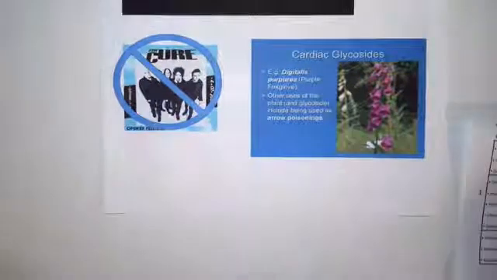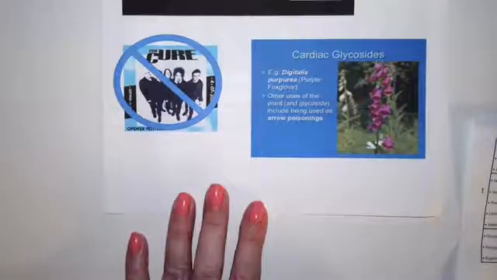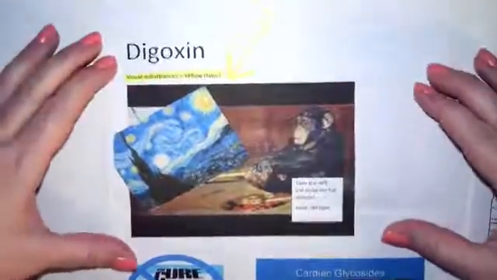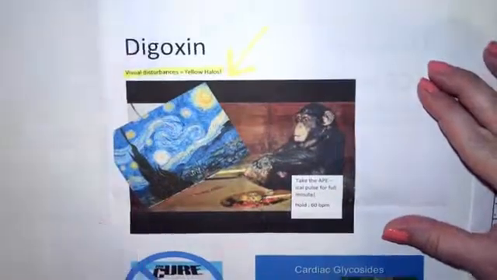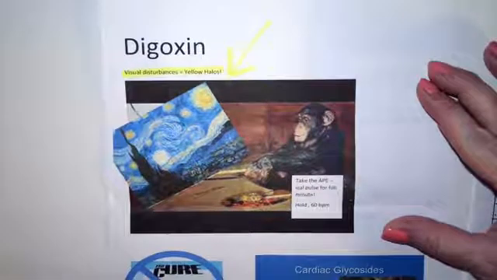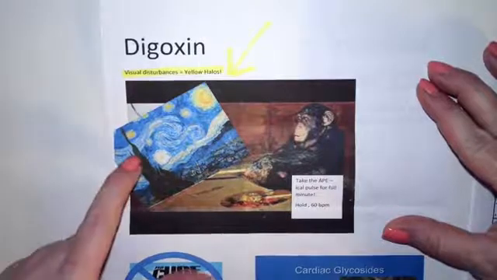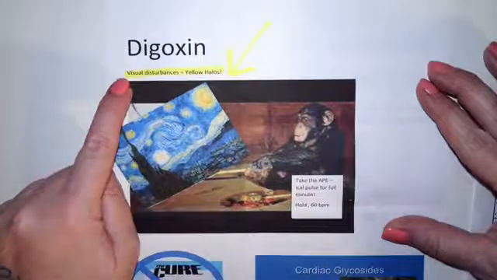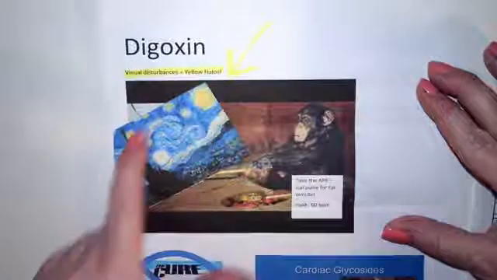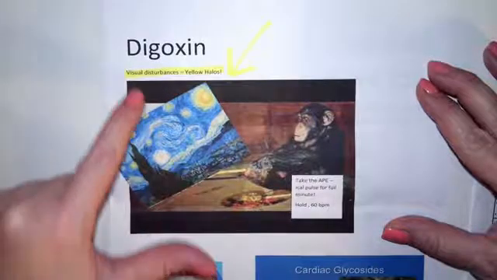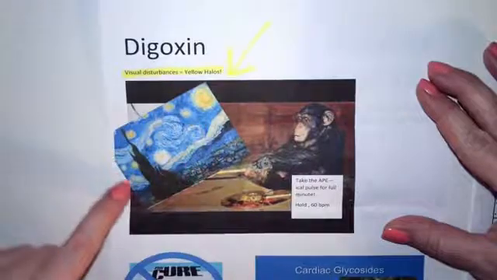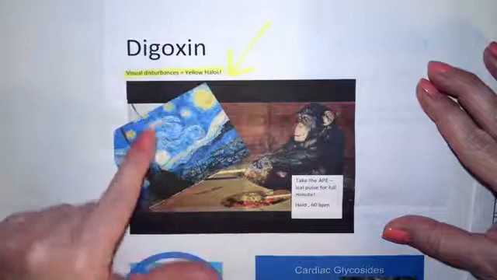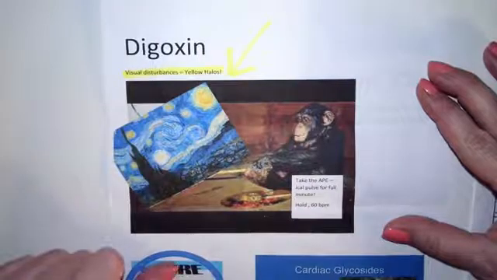Okay, so what do we have to remember about digoxin in terms of the side effects? I made you this little picture. So digoxin, in addition to being a cardiac glycoside that does not cure heart failure, one of the side effects that you will see is visual disturbances, and what you'll see is yellow halos. Maybe Van Gogh was on some kind of digitalis, because this painting reminds me of digoxin with the yellow halos.